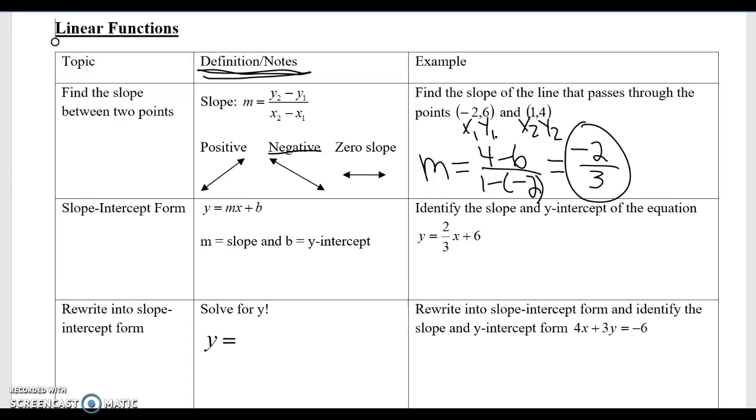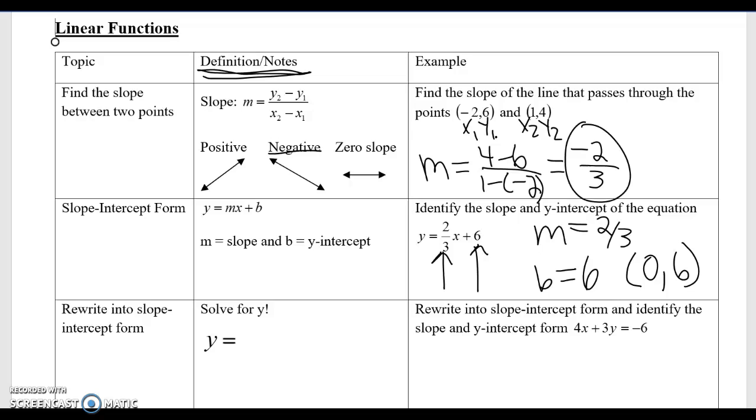Looking at slope-intercept form, if we want to identify the slope and the y-intercept, we just look at our m and our b. So my m here is 2/3. And my b, or my y-intercept, is 6. Another way we can say that is 0, 6. And over here you could write 0, b if it's in this form.